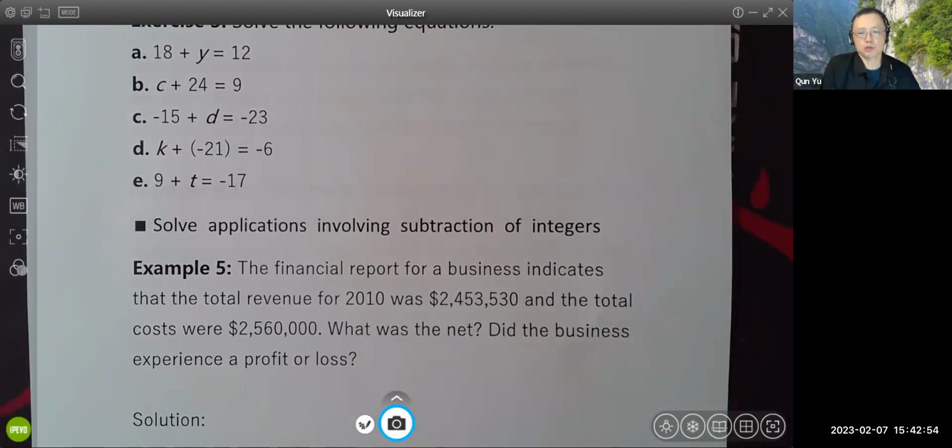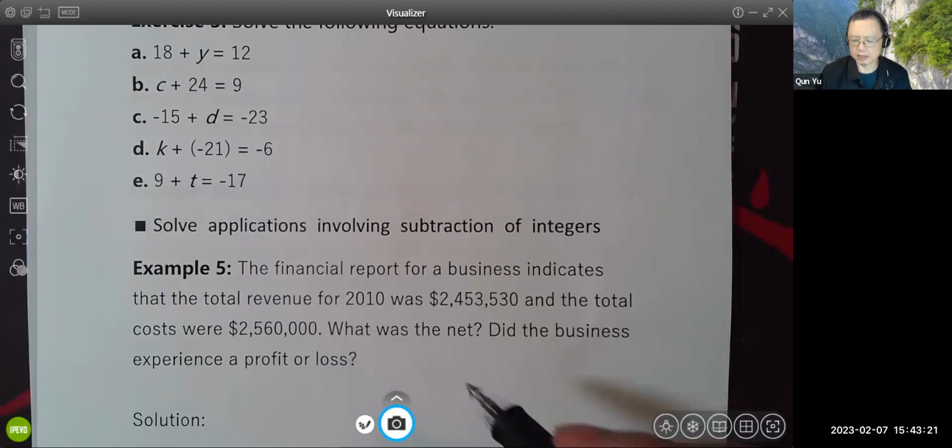The financial report for a business indicates that the total revenue for 2010 was $2,453,530, and the total costs were $2,560,000. What was the net? Did the business experience a profit or loss?